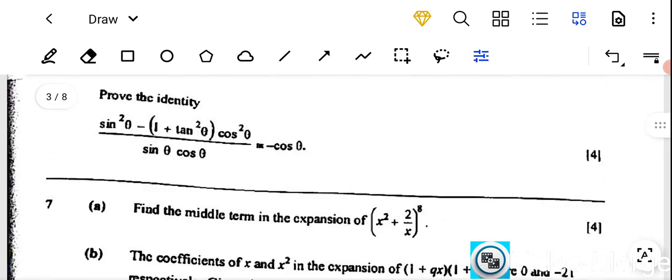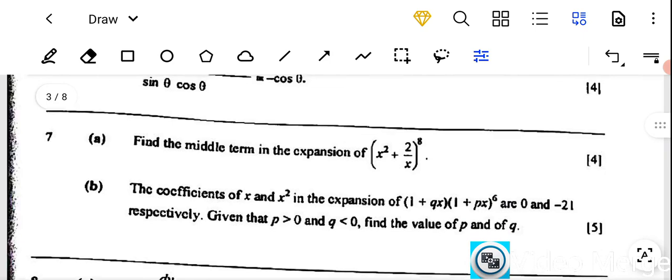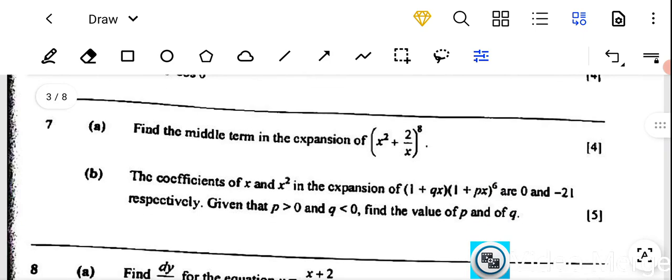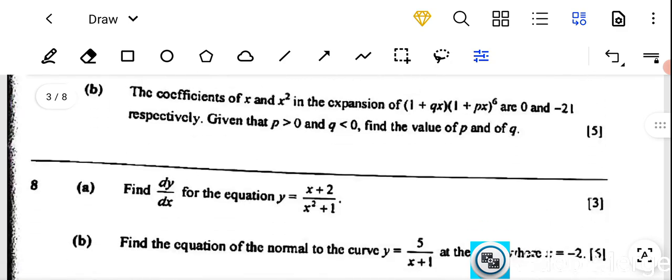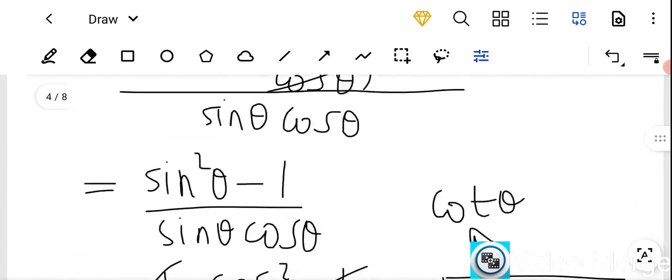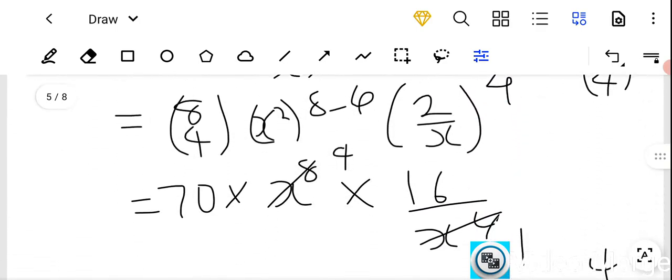That was A. Then B, the coefficients of x and x squared in the expansion of 1 plus qx multiplied by 1 plus px to the power 6 are 0 and negative 21 respectively. Given that p is greater than 0 and q is less than 0, find the value of p and q. This is carrying 5 marks. So 1 plus qx, then 1 plus px, the power 6. This is our 7b.